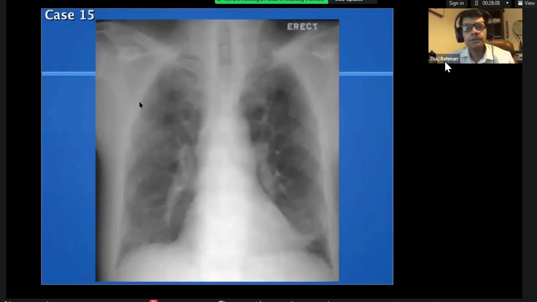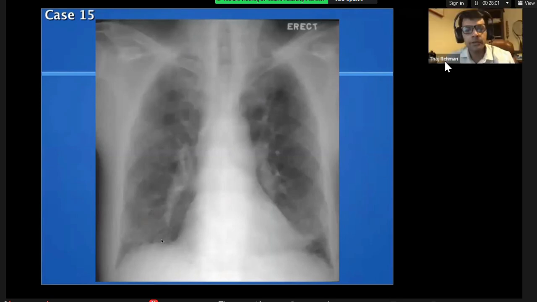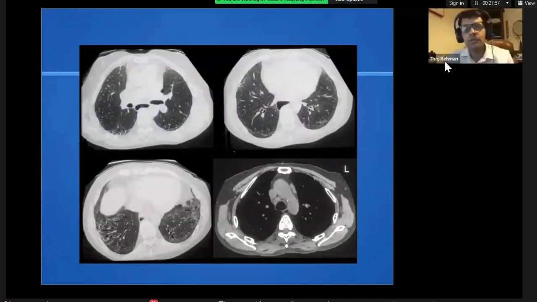Next one. Okay, so again, a frontal. This is the same thing. You would make a diagnosis, reticulations. Yeah, reticulations. I'll give you a CT for this case. See if you can diagnose.